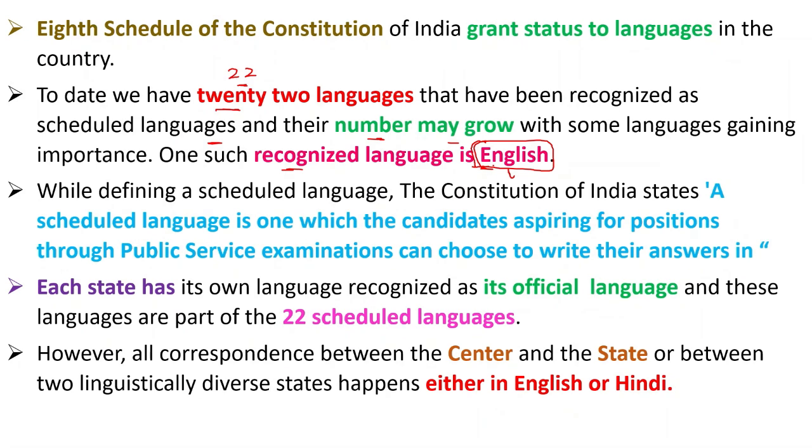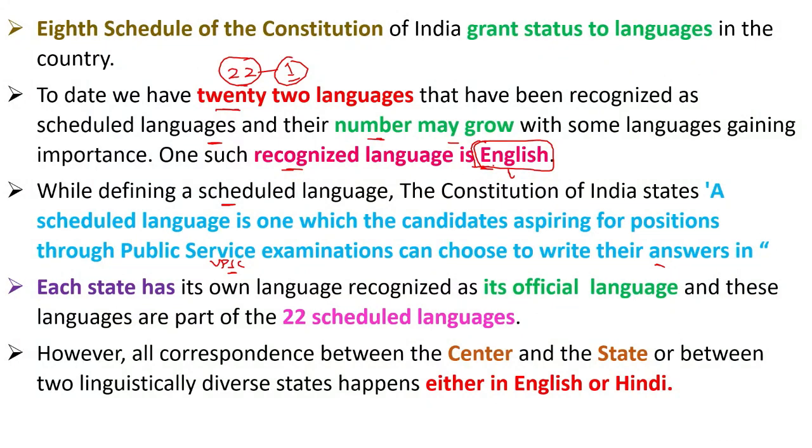While defining a scheduled language, the Constitution of India states that a scheduled language is one which candidates aspiring for a position through a public service examination can choose to write their answer in. So among these 22 languages, whoever is attempting a public service examination, especially the UPSC examination, can choose any one of these 22 languages as the option to write the exam in. So they can choose it. That is the reason 22 languages were selected.